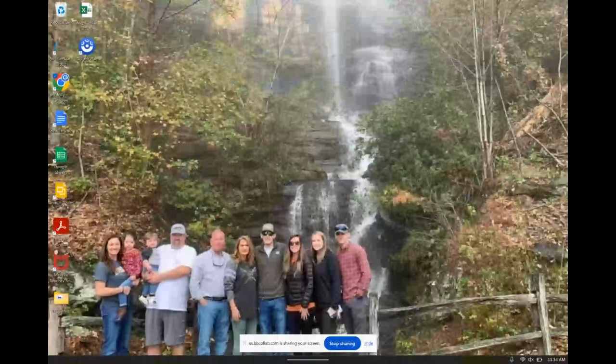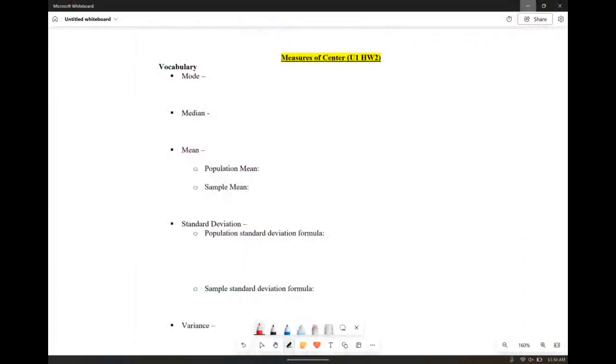All right, so now we are going to talk about standard deviation, measures of center, mean, median, mode. Standard deviation is a biggie in statistics. All right, so here we go. Starting off with a little bit of vocab.